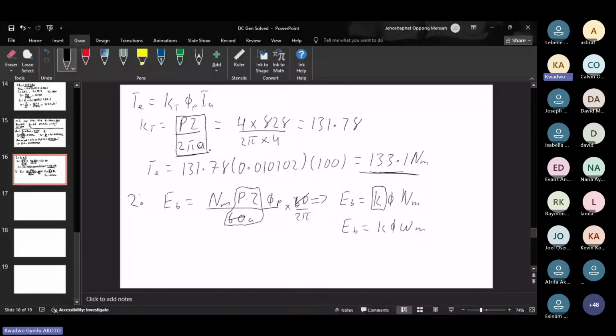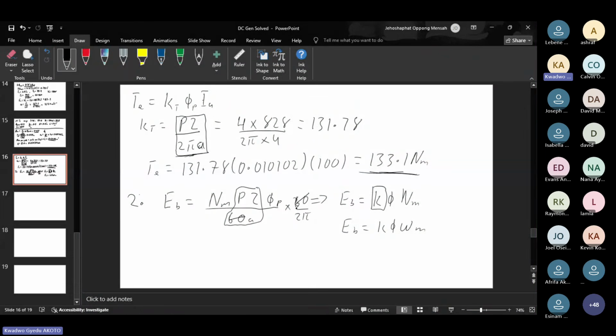Okay, so it's the same thing, just that we are working with radian per second with torque because we know that we want a very accurate answer. That's why we assume that our constant to be equal to this. But then all we are doing is that our constant is equal to the PZ on 60A, right? Just that if we change it to omega M, it becomes 2 pi because the 60s cancel out.